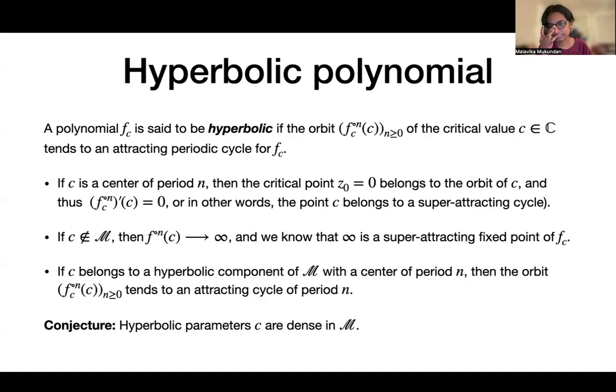Similarly, if C is outside the Mandelbrot set, then f sub C tends to infinity, which is a super attracting fixed point. Therefore, any such f sub C is also a hyperbolic polynomial. The last category is that C belongs to a component of the interior of M that contains a center, in other words, what we called a hyperbolic component. Then if the center has period n, and C belongs to the same component as the center, then f sub C will have an attracting cycle of period n, if that makes sense. I will show you an example in a minute.